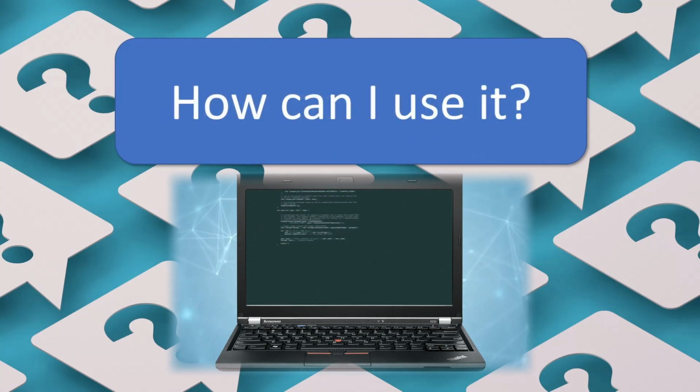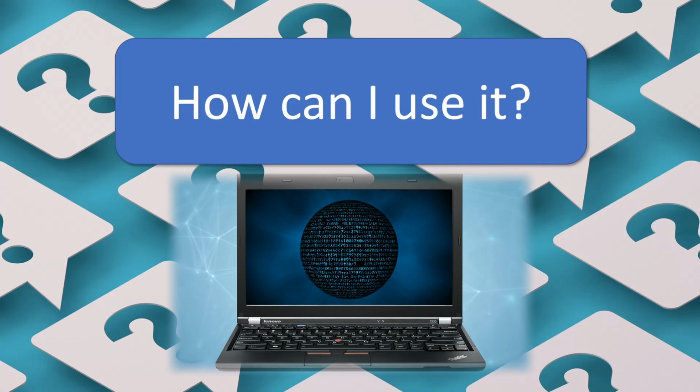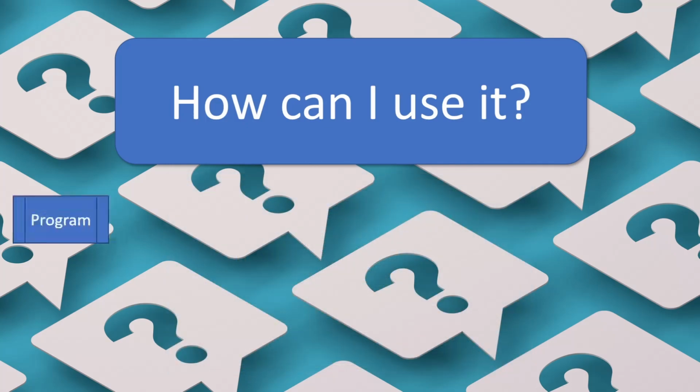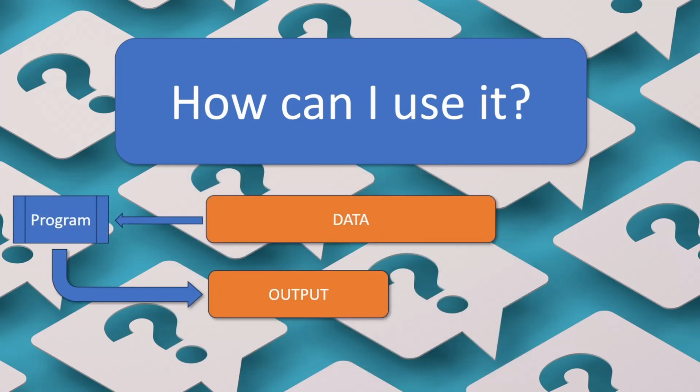How can I, as a programmer, make use of this? If you're writing a program to take in data and perform some processing on it and generate an output, as the program will be running on a single processing core, the speed of execution is limited by how much time your program gets on that core.